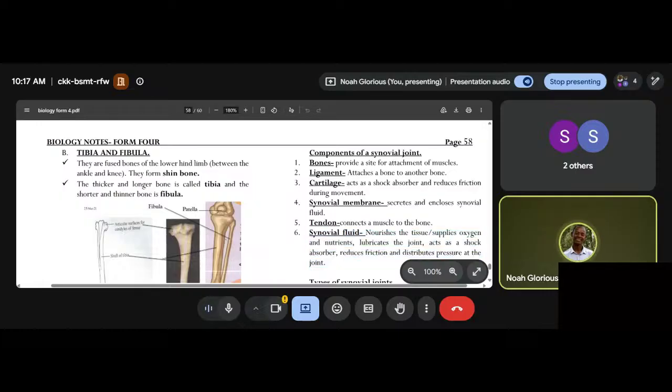You can also take a screenshot about the components of a synovial joint. It's a very important part that you can check out later.